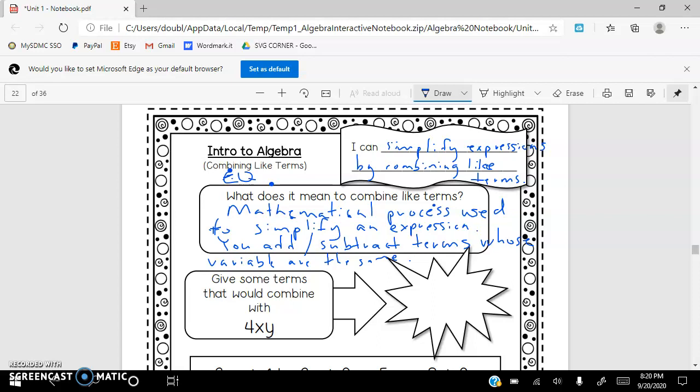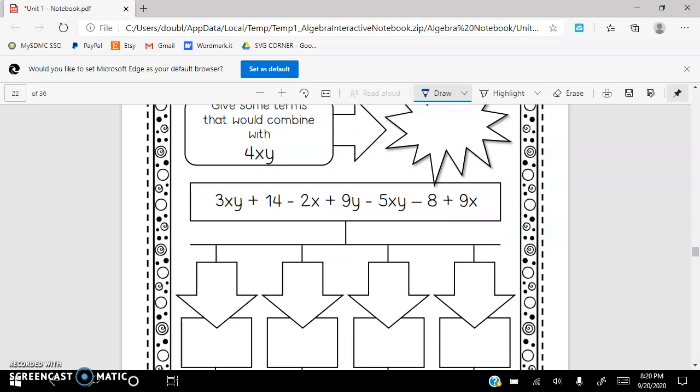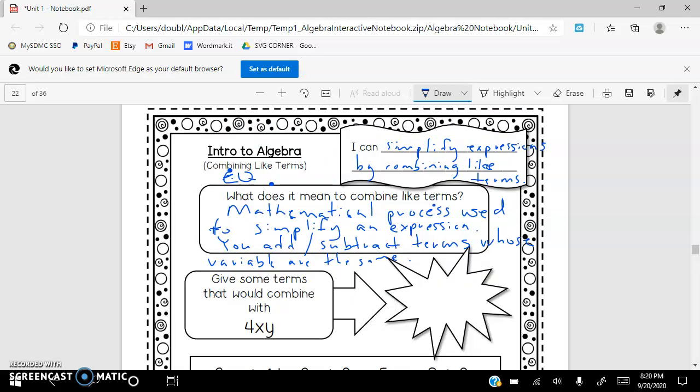All right, so it says, give some terms that would combine with 4xy. So let's make up some terms. Remember, they have to have the same variable. Doesn't matter what number's in front of it. So we can say 10xy, or we could say negative 3xy. We can say whatever we want, just as long as it has an xy on the end.